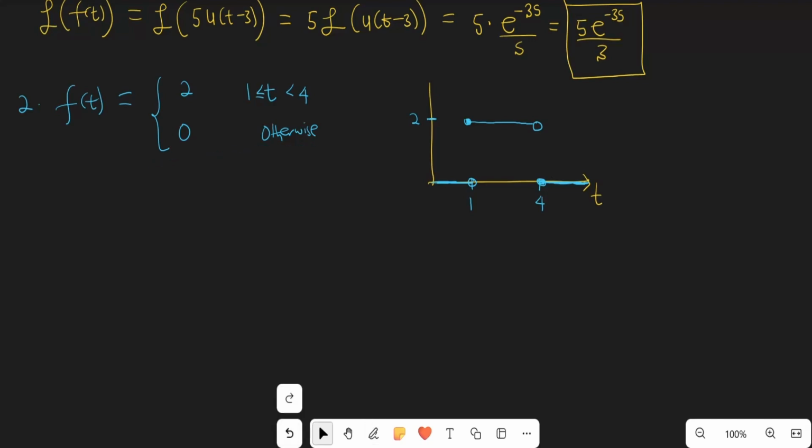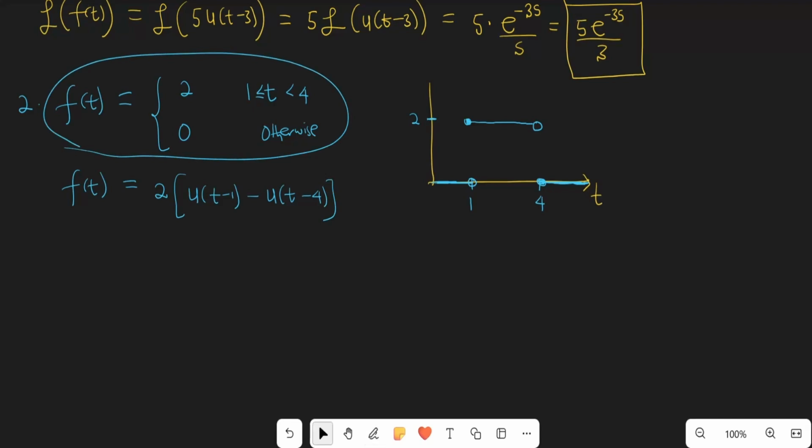So now how do you write it in terms of the unit step function? So we have f of t. This one is equal to, this one is 2 times what exactly? This one is 2 times the unit step function of t minus 1 minus the unit step function of t minus 4, like this. That is from this one, f of t. That this one can also be written as this. All right, cool.